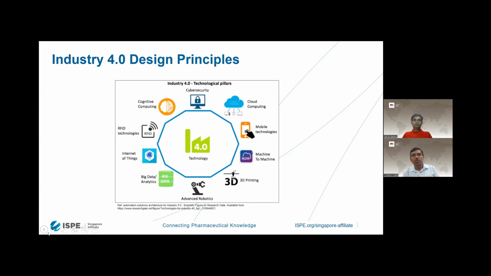RFID technology is used for tracking and tracing: how much material is coming to the plant, how much material is going to the process. So there is no need for manual recording over there. This kind of RF technology can help with that.